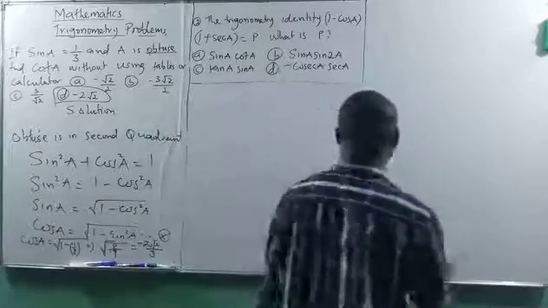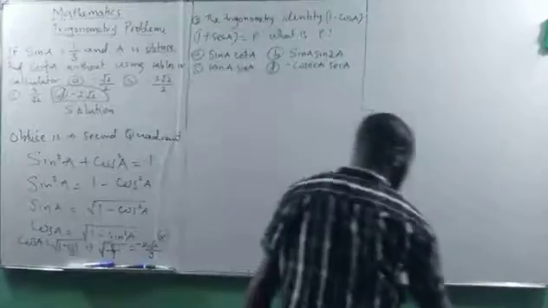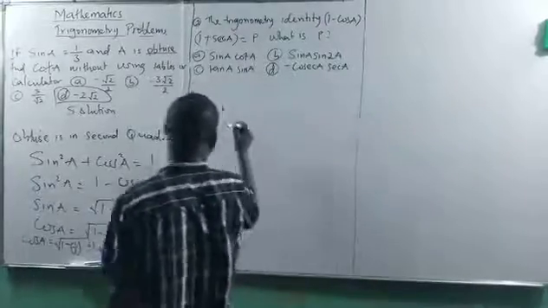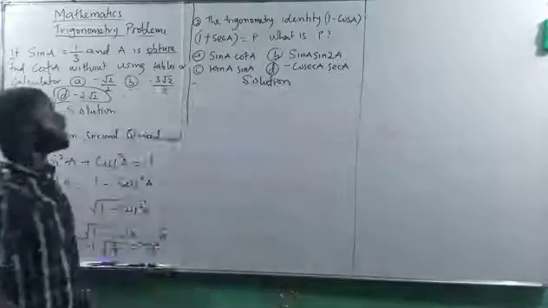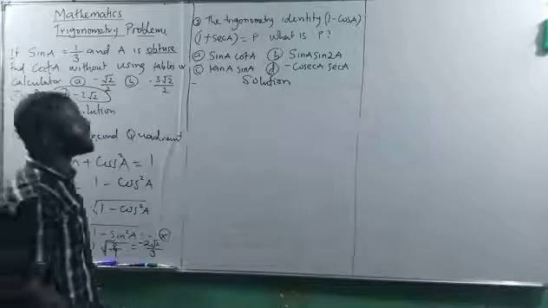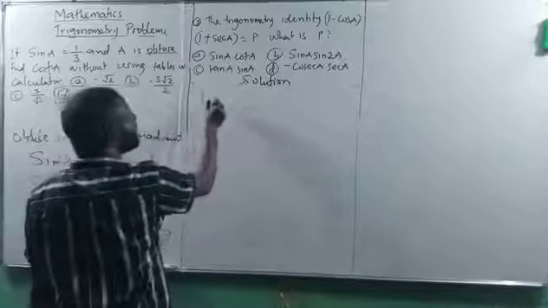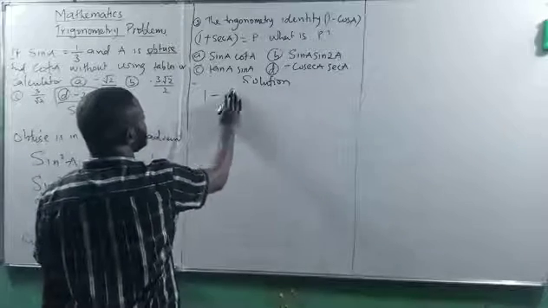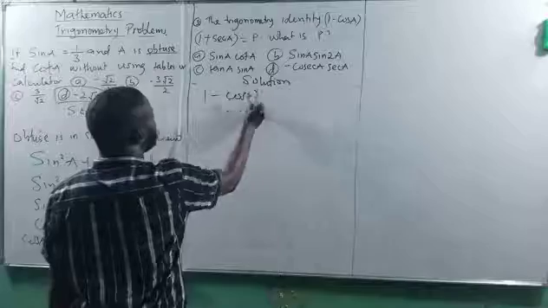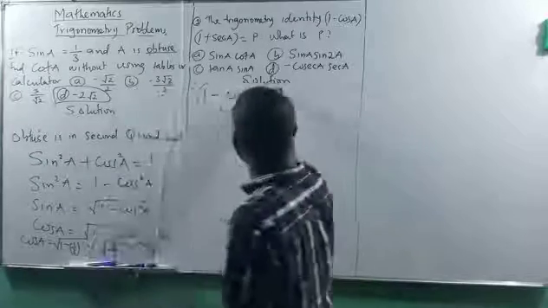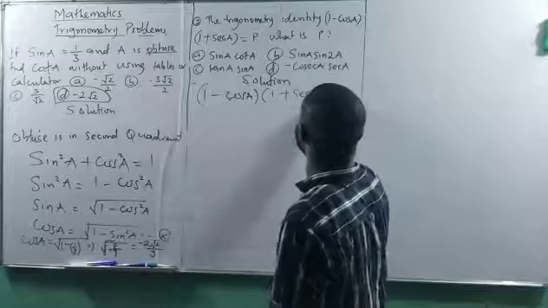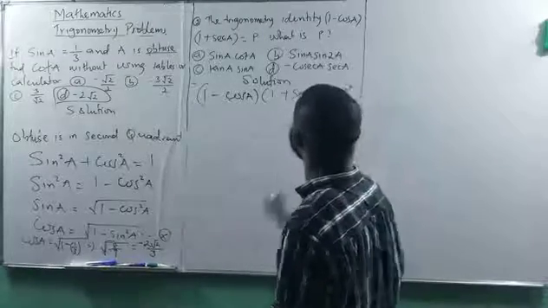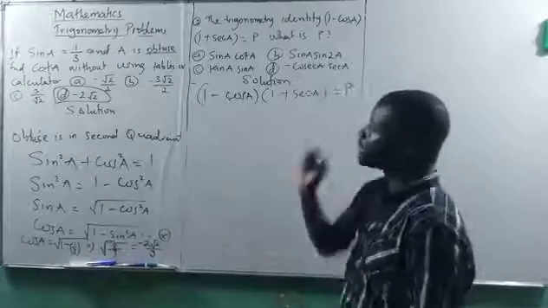I have this particular question to work on also. Let's see how it will go. Solution to this problem. This is a very nice question. We were told the trigonometry identity: 1 minus cos A, bracket of 1 plus sec A, equals P. What is the value of P? These are the options given to me.